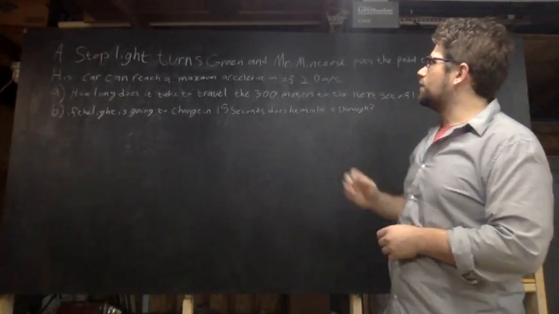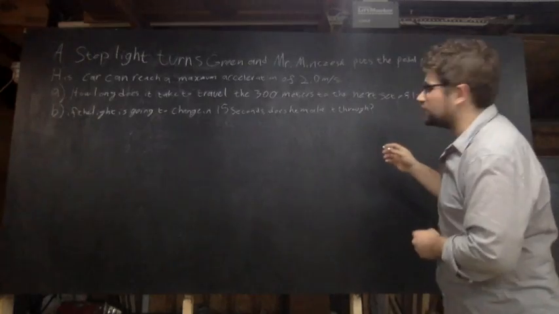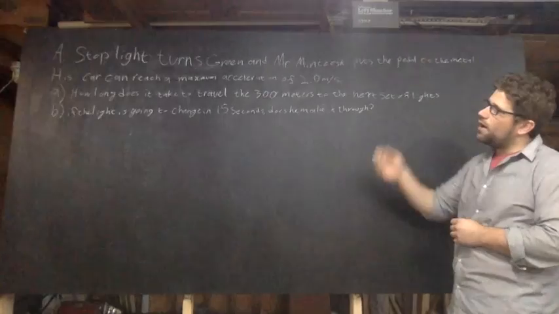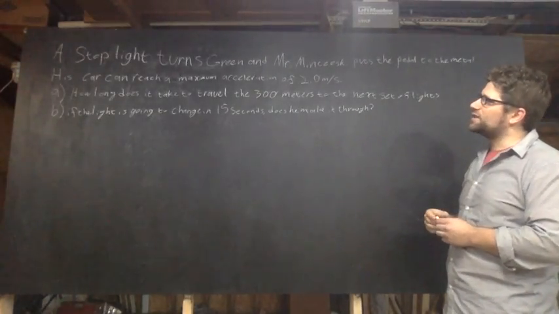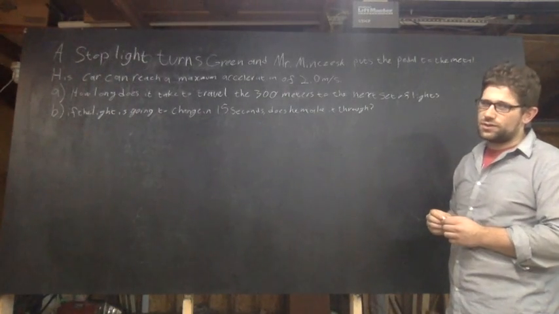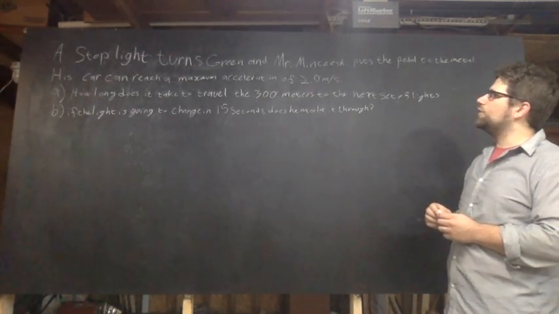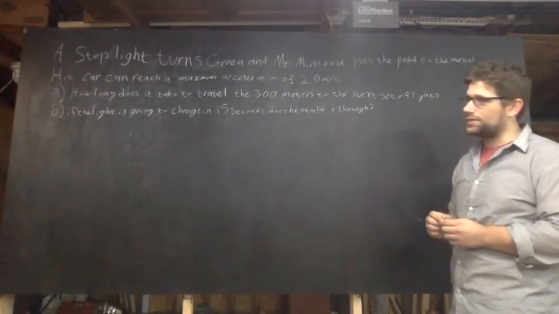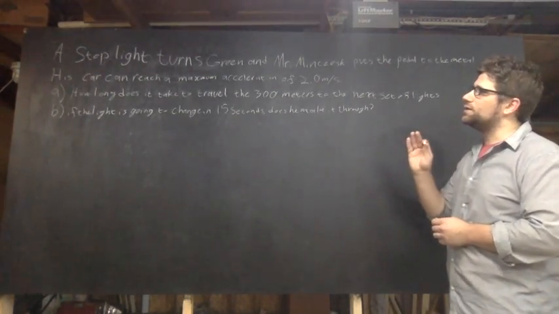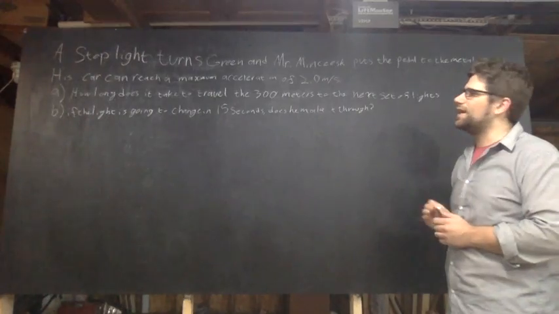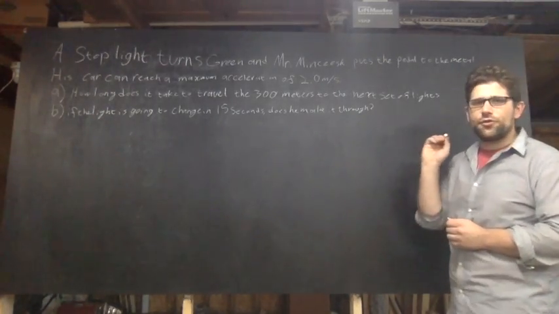It is a stoplight turns green and Mr. Machewski puts the pedal to the metal. His car can reach a maximum acceleration of 2.0 meters per second. How long does it take to travel the 300 meters to the next stoplight? And if the light is going to change in 15 seconds, does he make it through?